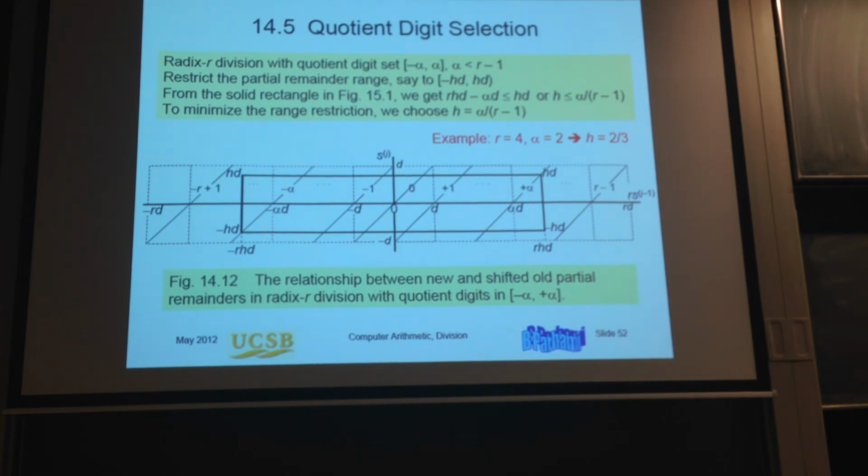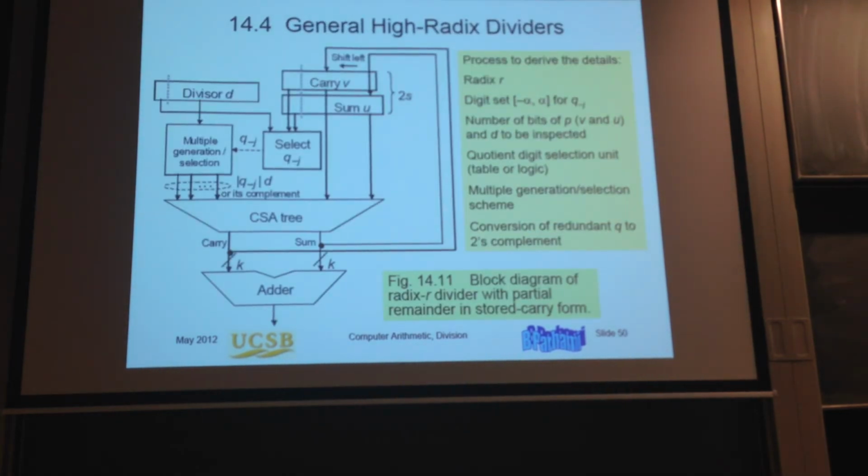Now, which direction you should go will depend on what you get from this picture, where the critical path will be. If you make the radix too large, this will get more complex, and then each iteration will take longer, but you'll have fewer iterations. If you make the radix too low, then you'll have more iterations, and each iteration will be shorter.